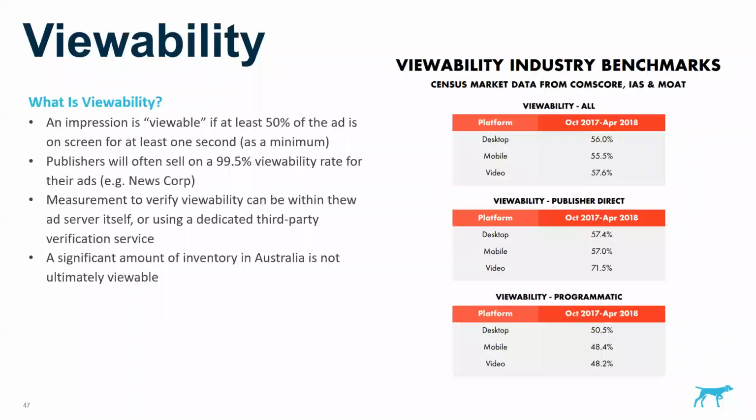Programmatic has a lower viewability rate than Publisher Direct. Publishers are a lot better at guaranteeing their own inventory than the auction system of programmatic. Ultimately, a significant amount of inventory in Australia is not viewable, and doesn't actually go on to be seen. If you're not paying for it, it doesn't matter, but it does mean that the amount of space that is often claimed to be out there isn't realistically out there.